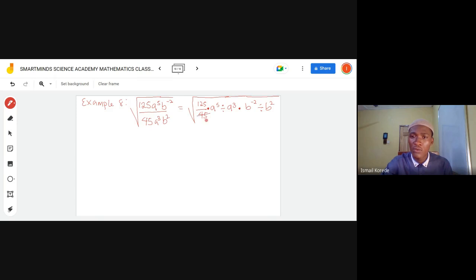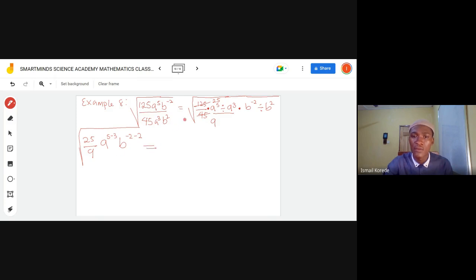So 5 here 9, 5 here 25. So you can see 25 is a perfect square. 9 is also a perfect square. Okay, so I can have 25 over 9 square roots. Now, because this is division law, I have to subtract the powers. 5 minus 3, then b also negative 2 minus 2.